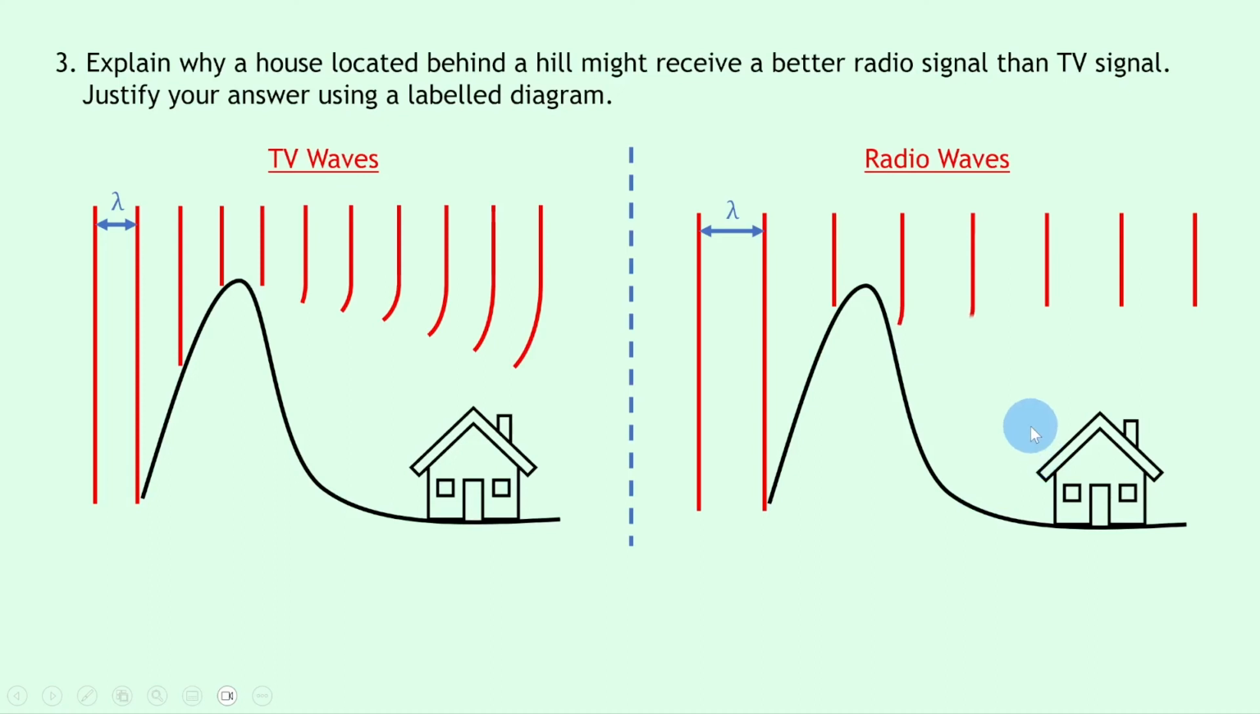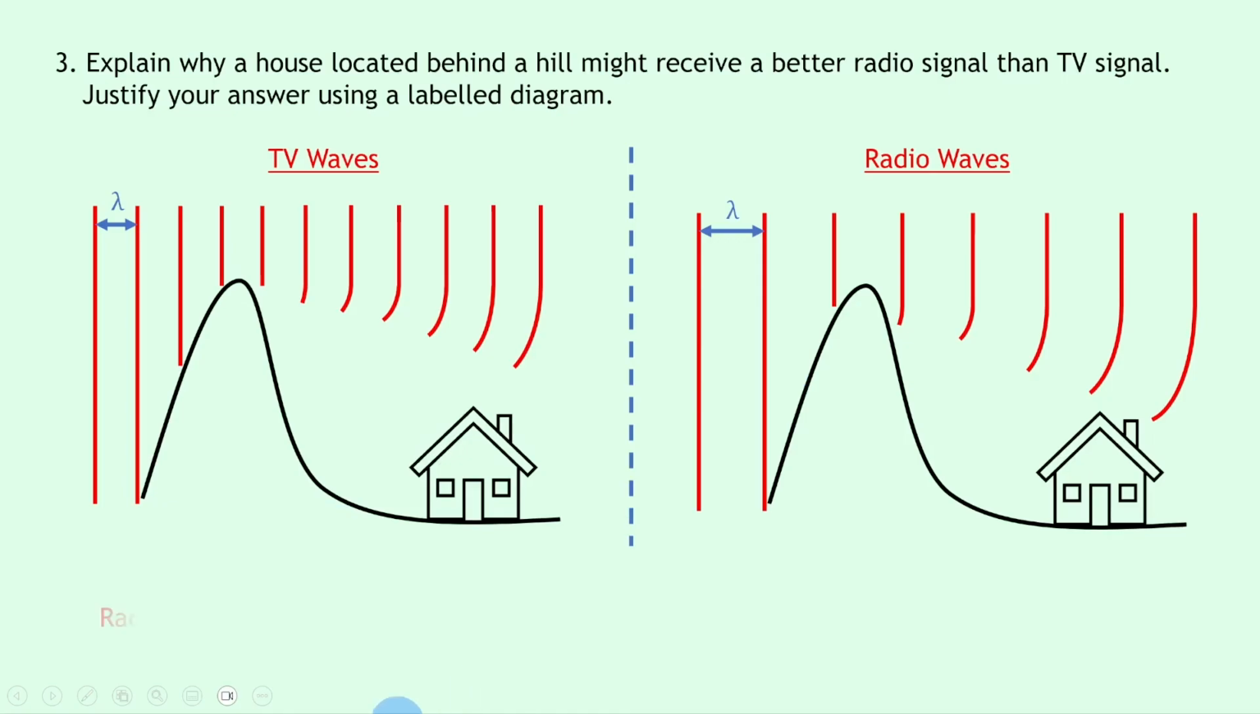So if we add the curves on now, you can see that we're getting more and more bending of the waves this time. And again showing this increase in the bending as we get further away from the hill. Now comparing the 2 diagrams side by side, we can see that the radio waves are going to reach the house a lot better than the TV waves.